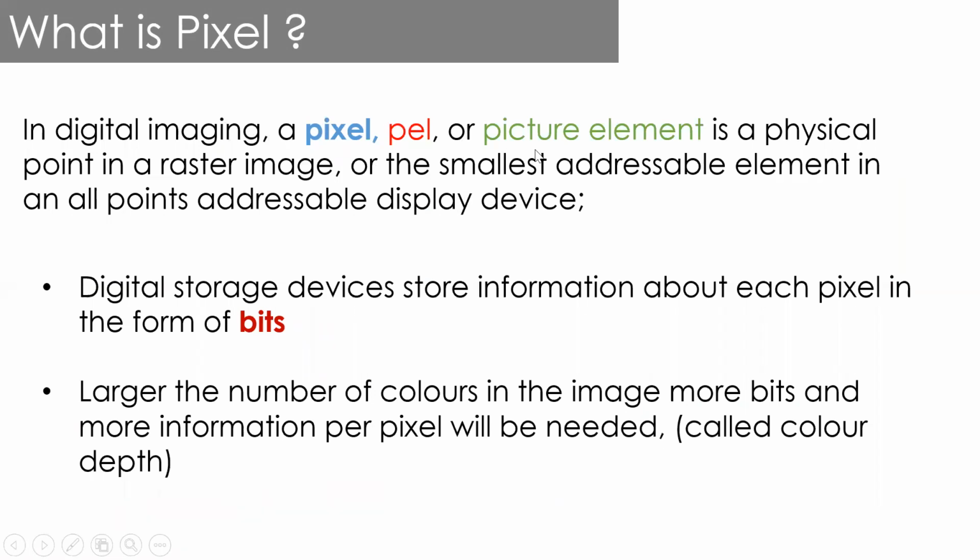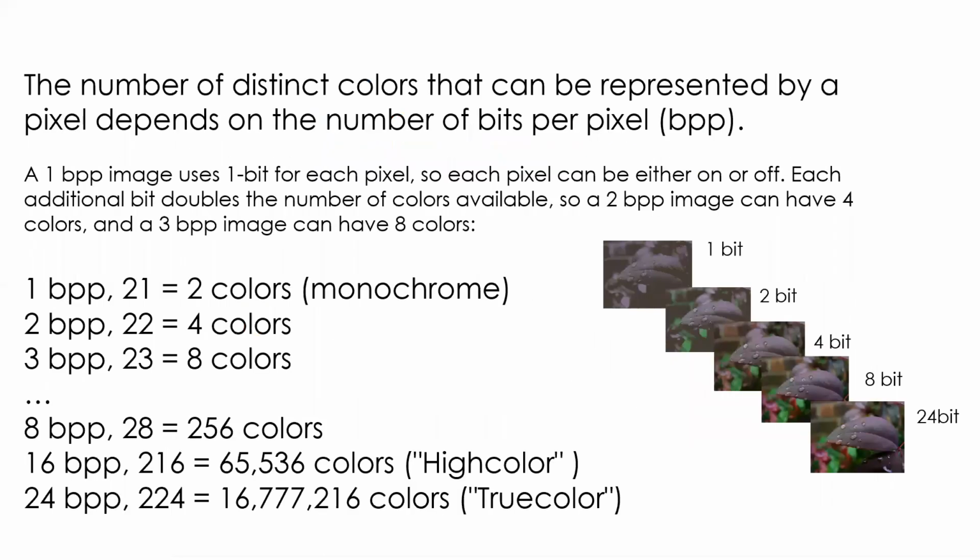Now, a computer or digital storage device stores information about each pixel in the form of bits. The larger the number of colors in the image, the more bits and more information per pixel will be needed, called color depth. Next, the number of distinct colors that can be represented by a pixel depends on the number of bits per pixel.